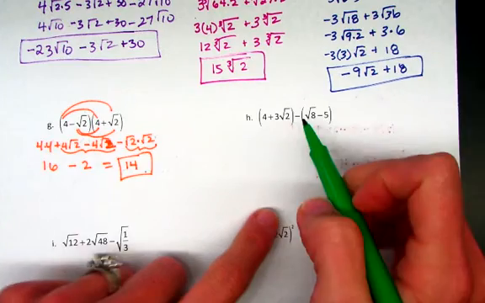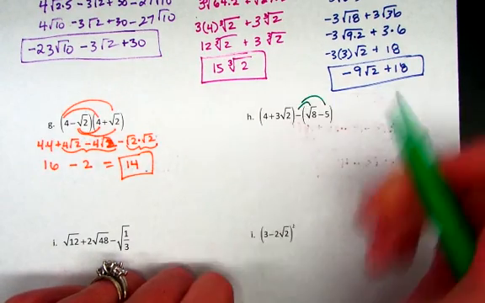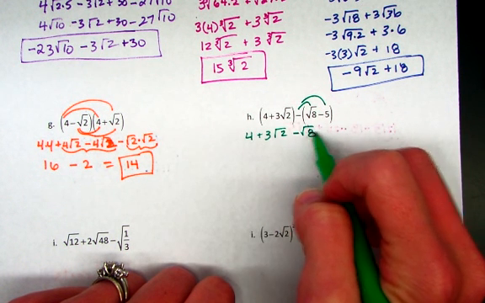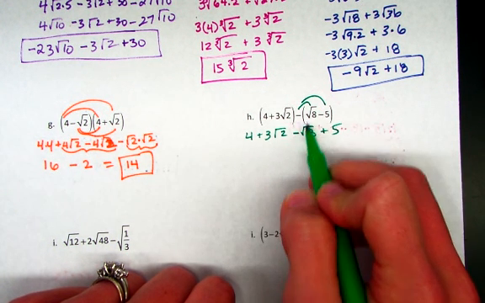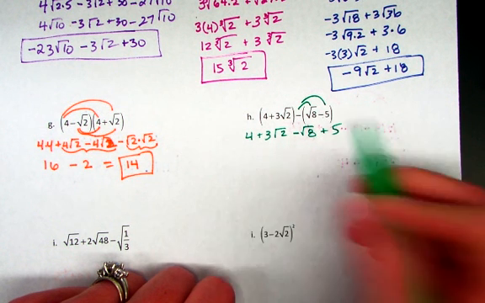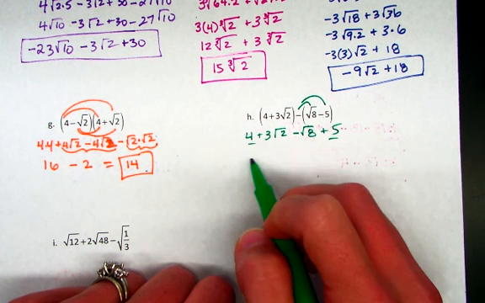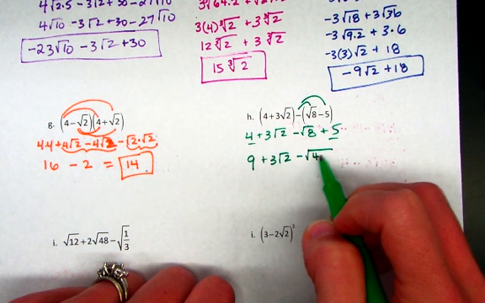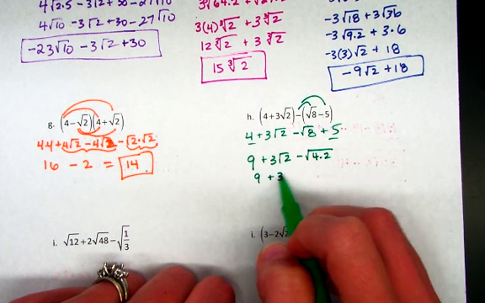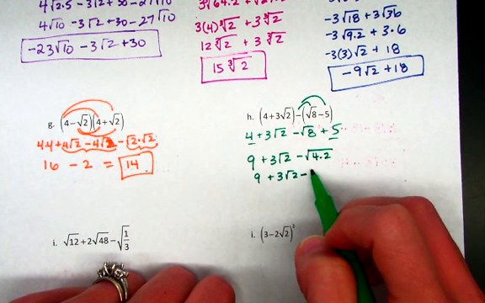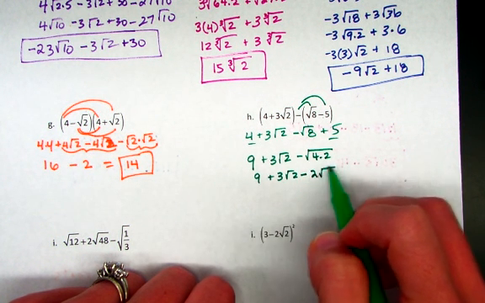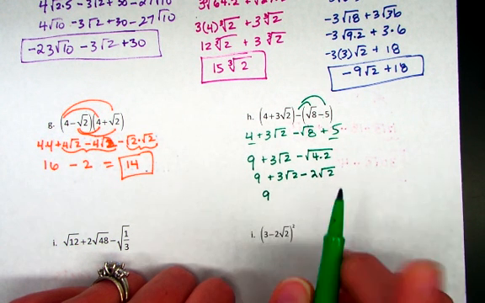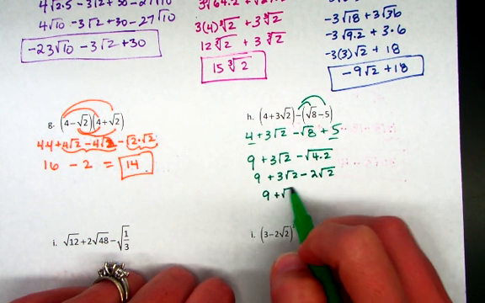Here we're just subtracting, so we just need to distribute. So we have 4 plus 3 root 2 minus root 8 plus 5, because negative times a positive is negative, negative times a negative is positive. 4 and 5 is going to be 9, plus 3 root 2 minus the square root of 4 times 2. So that's 9 plus 3 root 2 minus 2, square root of 4 is 2. Still have a 2 left over. So that's 9. 3 minus 2 is 1. So that's plus 1 root 2.